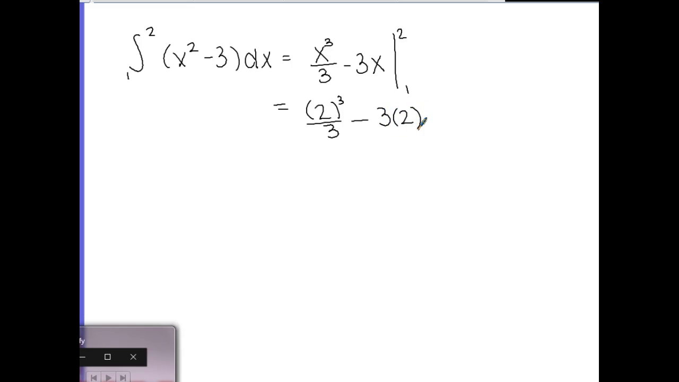So that's f of b minus, so it's f of b minus f of a. So a is the 1 being plugged in, so that's 1/3 minus 3 times 1. So it's f of b minus f of a.